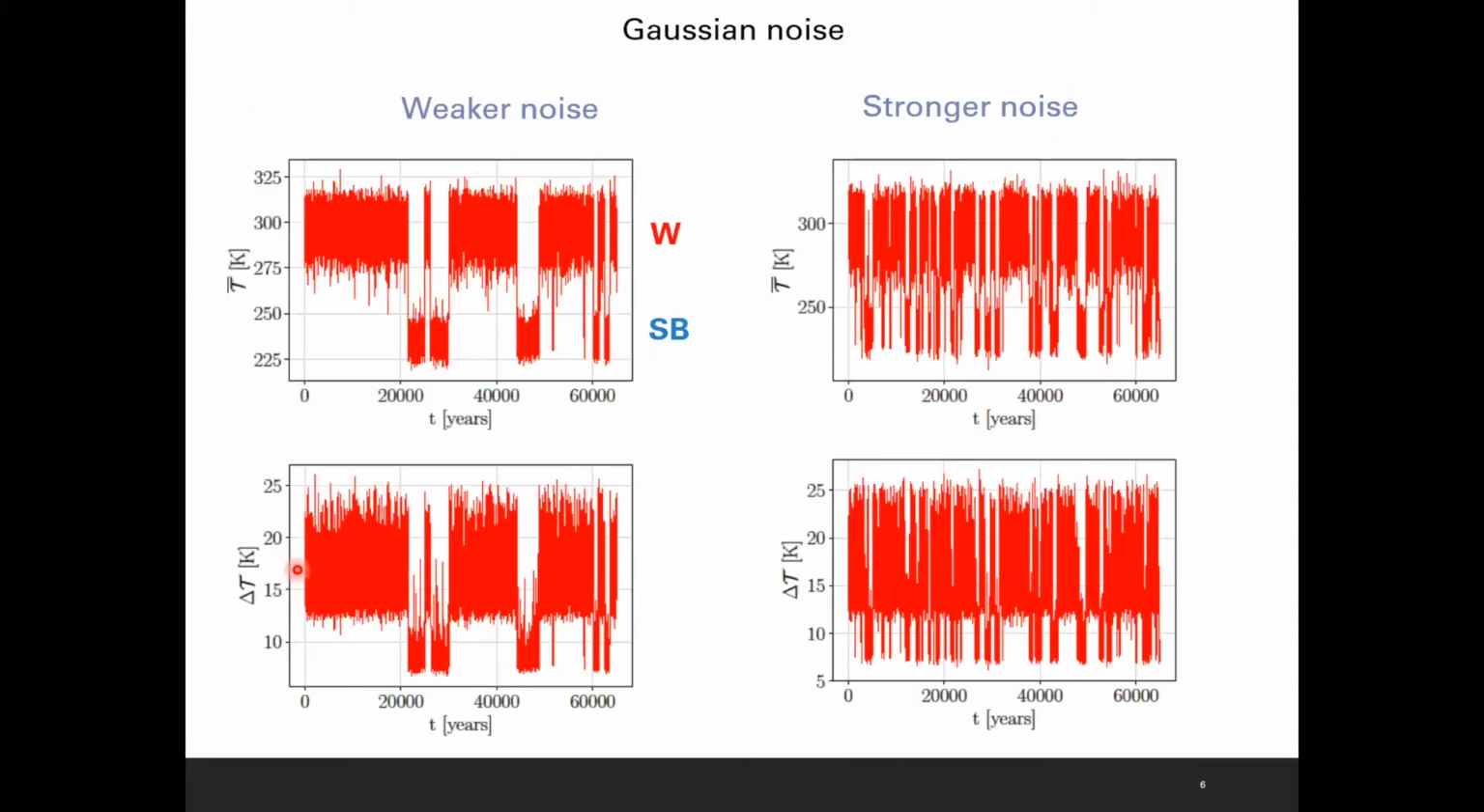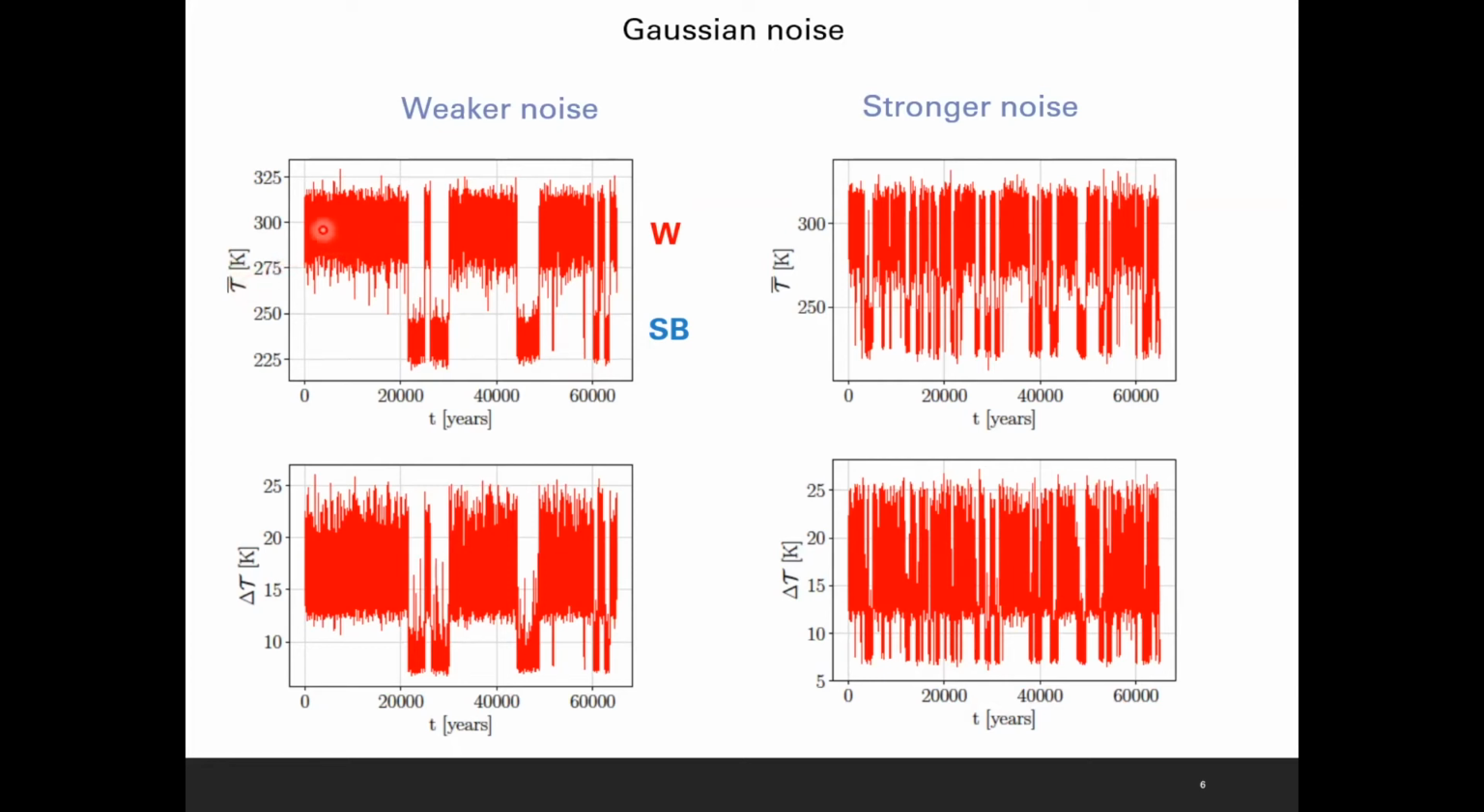So let's start with the Gaussian noise. Essentially, we're simulating a linear process. In this case, I first want to compare how the time series looks for a weak signal and for a stronger signal. In the first panel, we look at the evolution of this energy balance model for 80,000 years. That's very cheap to do. And we plot the global temperature.